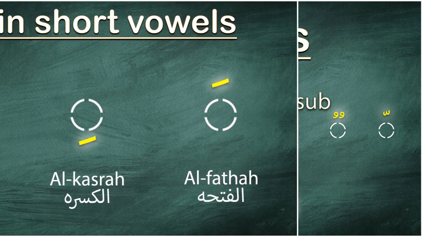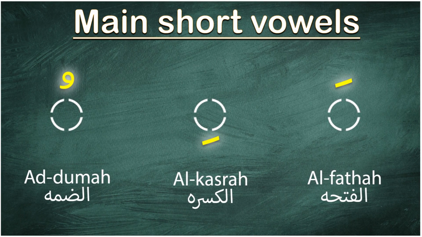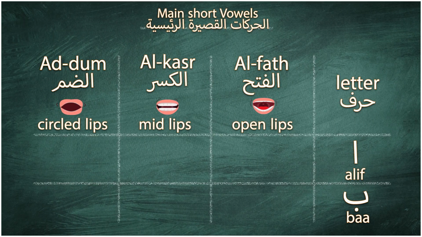Now the topic of today: the main short vowels in Arabic. The first one is al-Fatha, the open lips vowel. The second one is al-Kasra, the medium opened lips vowel, and it is written as you see under any letter in the alphabet. And al-Damma vowel is the circled open lips. Now let's take two examples on how to pronounce specific letters with al-Fatha vowel, al-Kasra vowel, and al-Damma vowel.